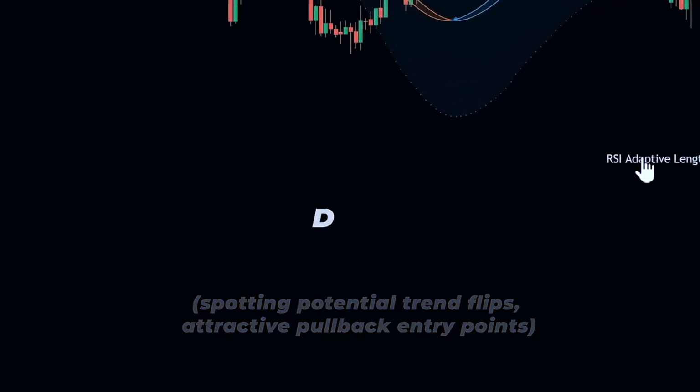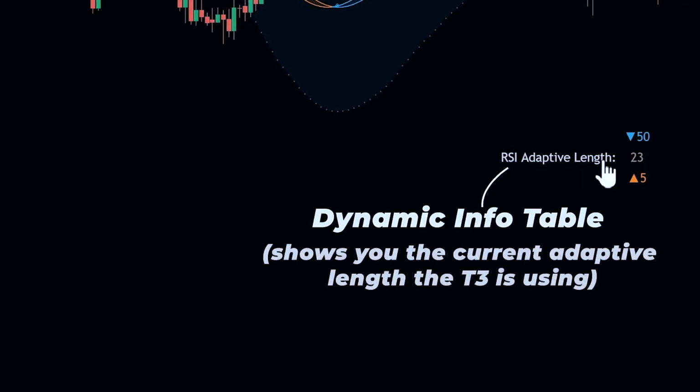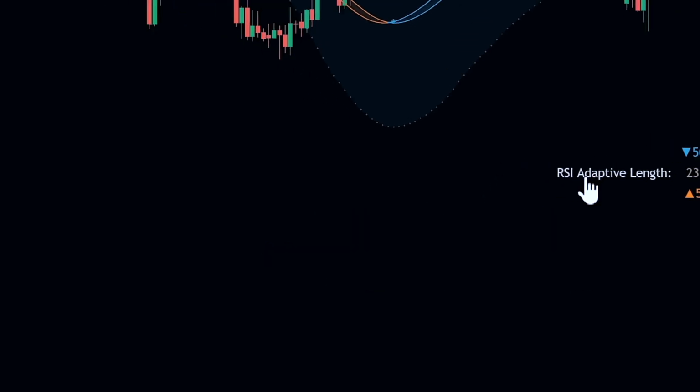Additionally, there is a dynamic information panel that floats on the chart, displaying the current adaptive length of the T3 along with the minimum and maximum length settings you've chosen. This panel updates in real time and is often color-coded to align with the trend's direction.